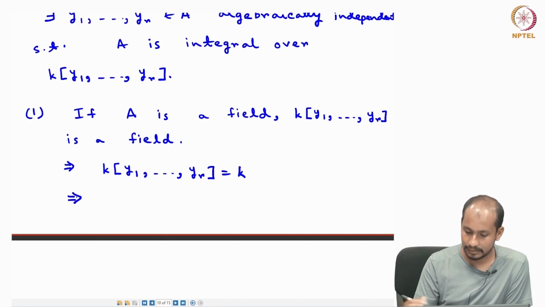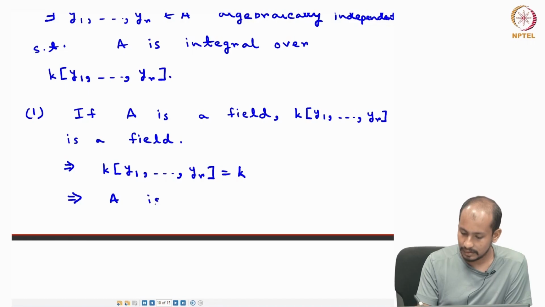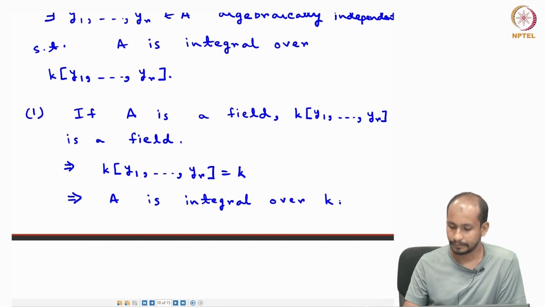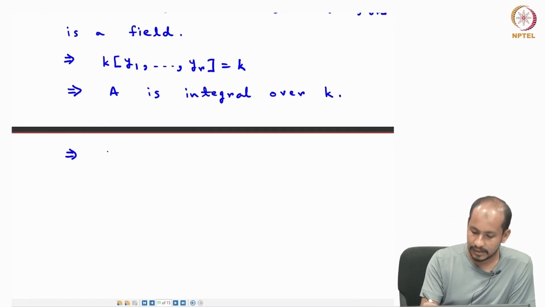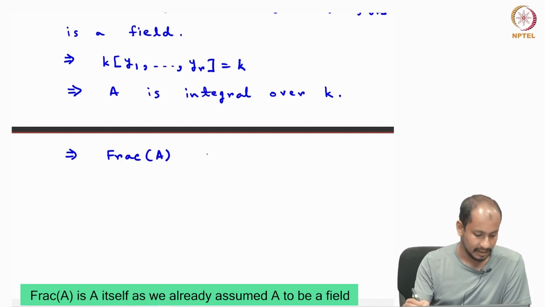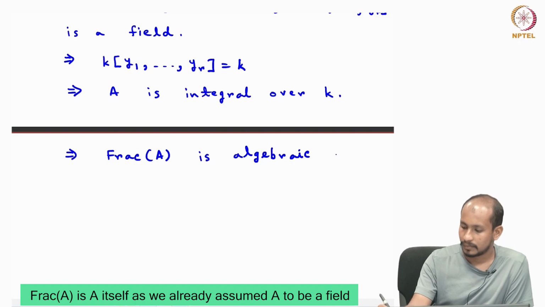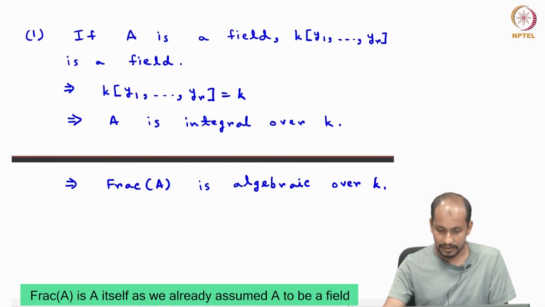So this means that this A is integral over K. So it means that this field of fraction of A is algebraic over this field K. So, this is the first remark.